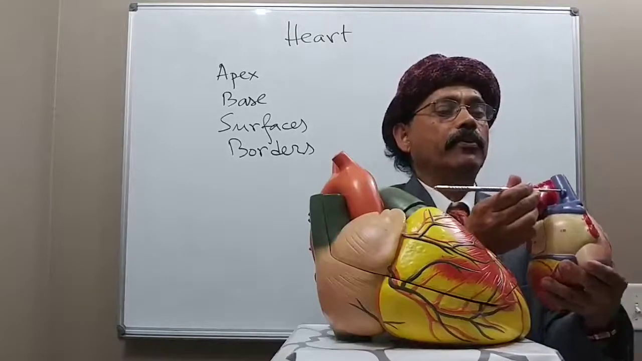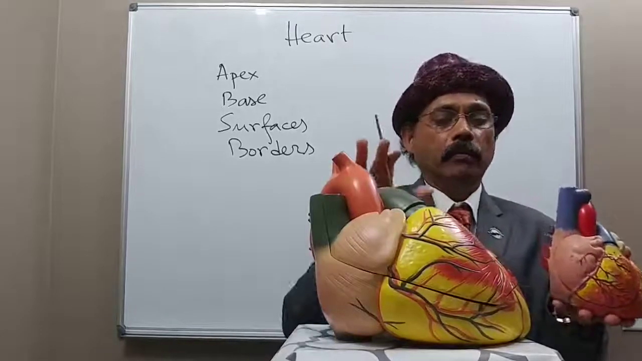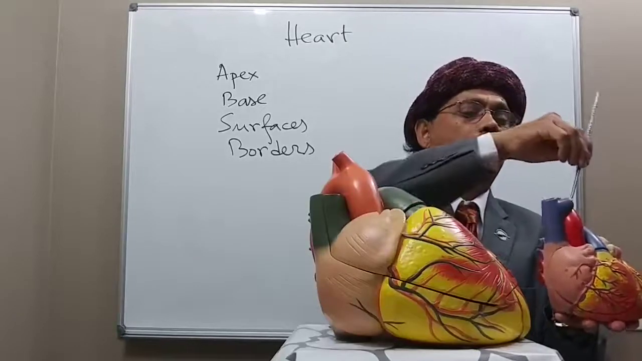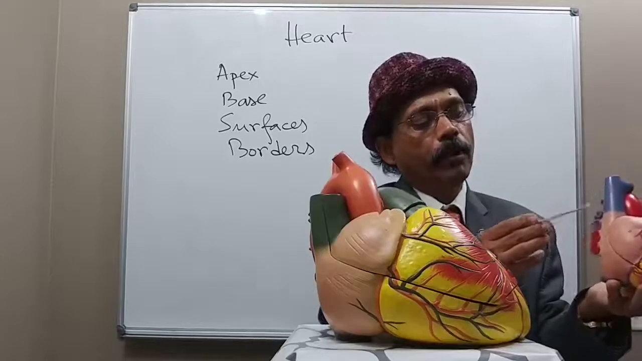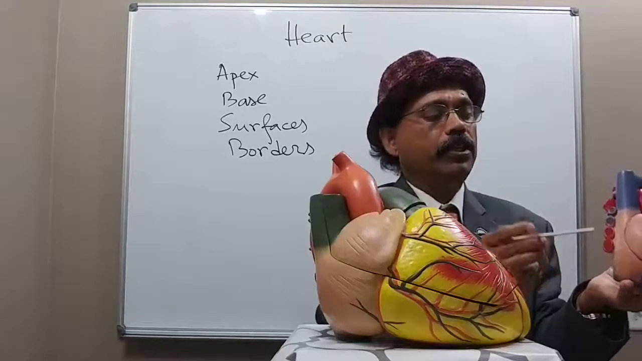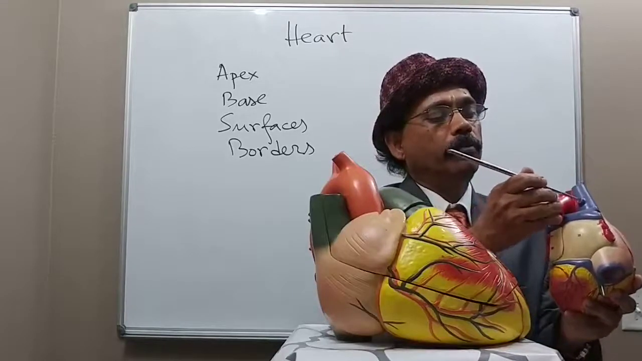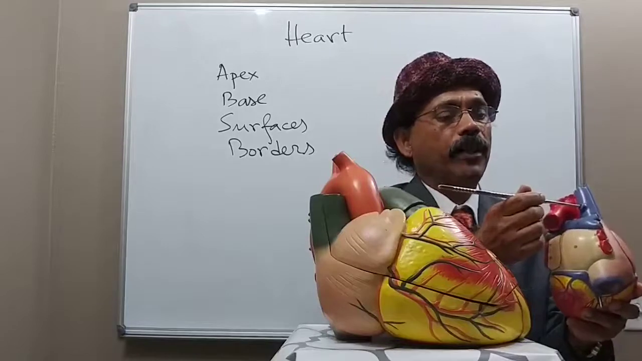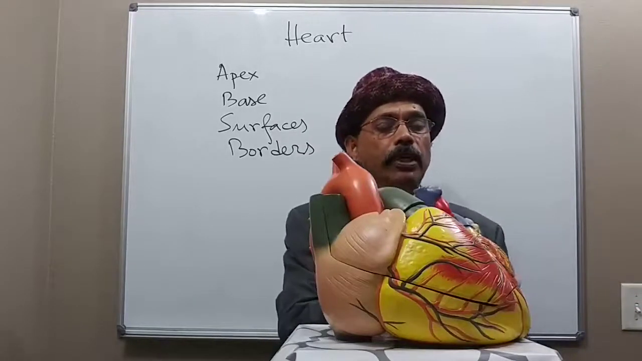This is the azygous vein. So we'll compare here with the big model. This is the right brachiocephalic vein, left brachiocephalic vein. This is the superior vena cava opening into the right atrium. And here on the posterior part of the superior vena cava, we have the opening for the azygous vein. Okay, we got the superior vena cava.